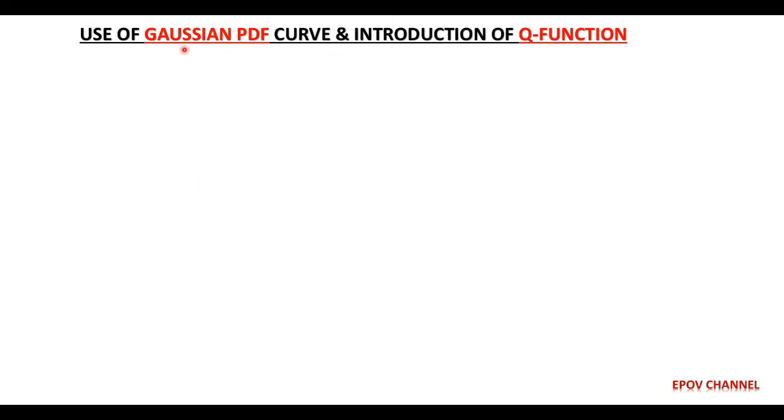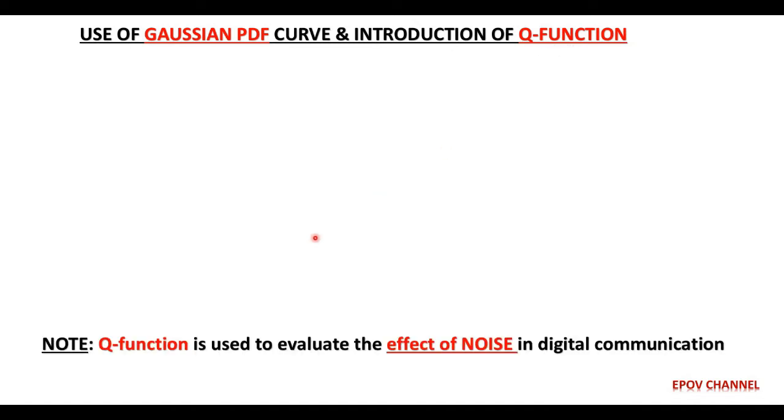In this session, we discuss the use of Gaussian PDF and the introduction of a new function called the Q function. As we discussed in the last video lecture, the Gaussian CDF cannot be evaluated as the result of integration is not a finite value. So, there is a requirement of introducing a new function called the Q function, which is basically used to evaluate the effect of noise in digital communication. This Q function can be easily evaluated and gives a finite result.